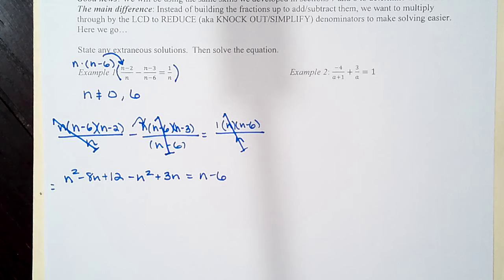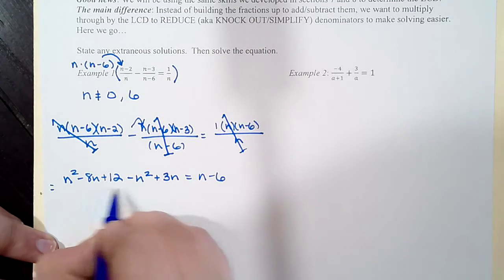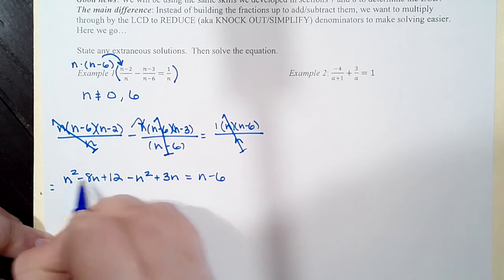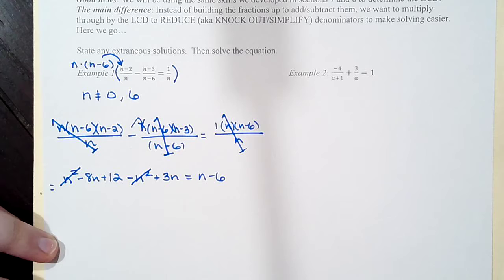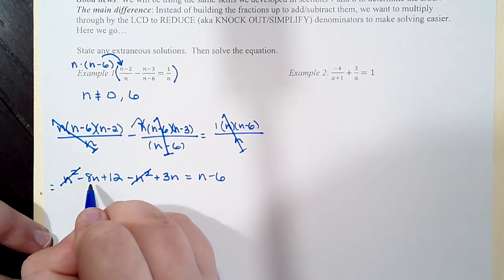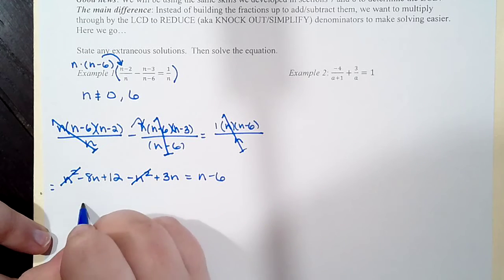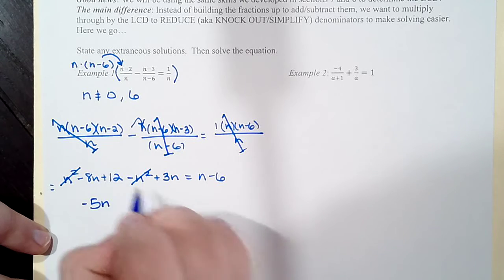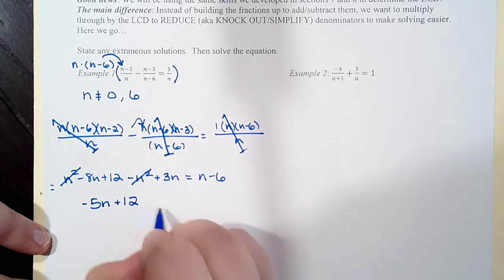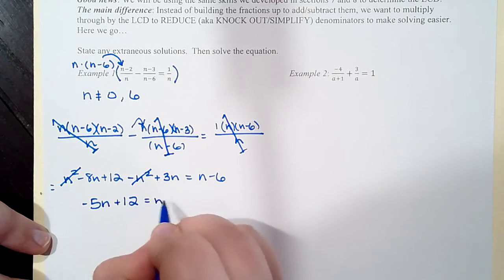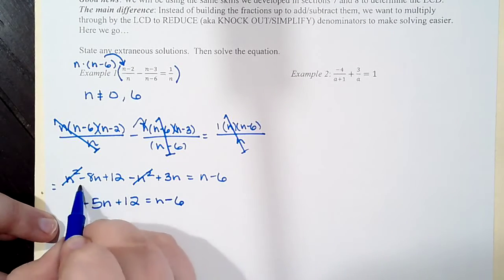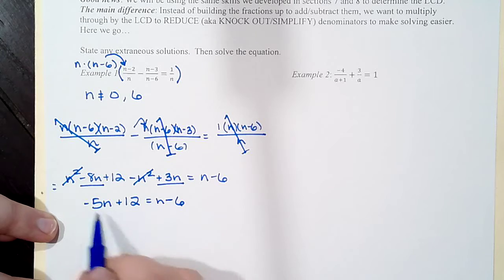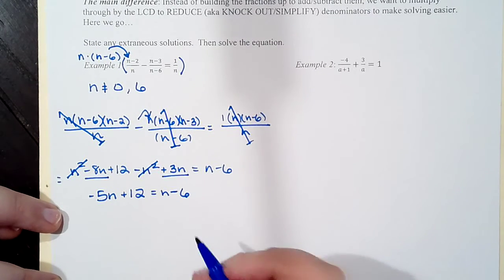Now, I know that that looks like a lot, but here's the thing. We're going to simplify it the same way we always do. N squared and n squared are like terms, but 1 minus 1 cancels those out. I have negative 8n plus 3n. That's negative 5n. I have a positive 12 on the left side, and then on the right side, I still just have n minus 6. Notice just by simplifying down on the left side, we've made this problem a lot more manageable.